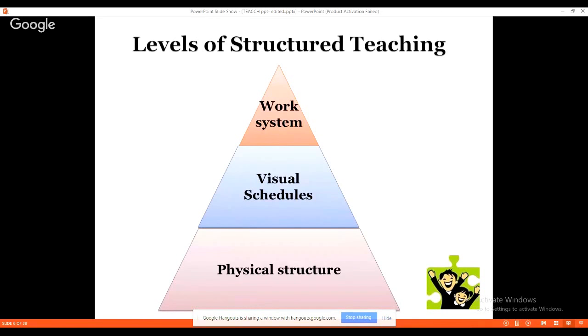It says these are the levels of structure teaching. Again, as we discussed, the physical structure, the visual schedule, and the work system. I will be explaining all of these, so just stay with me. You will get it very well. You will get to know what I'm talking about. Let's go to the next one now.